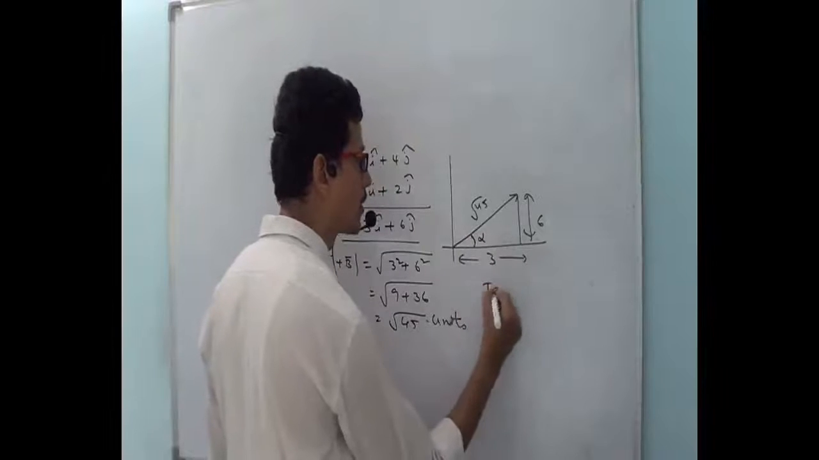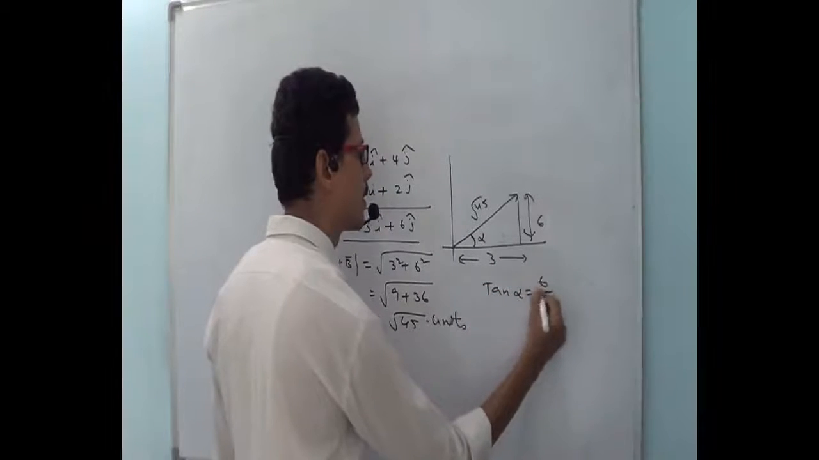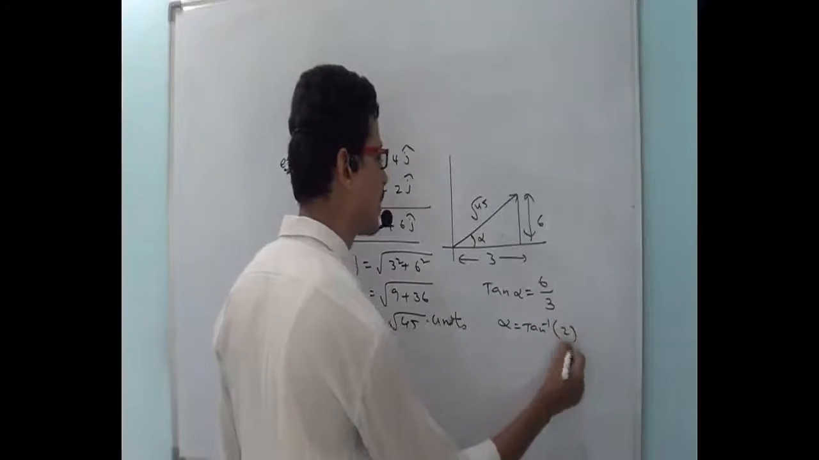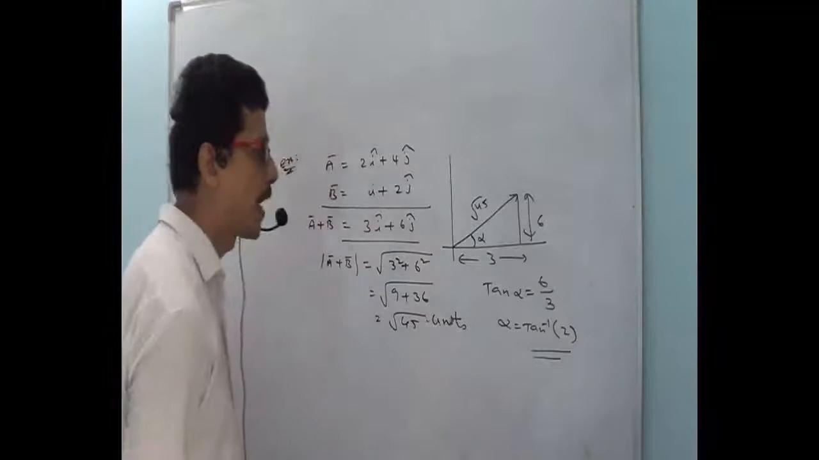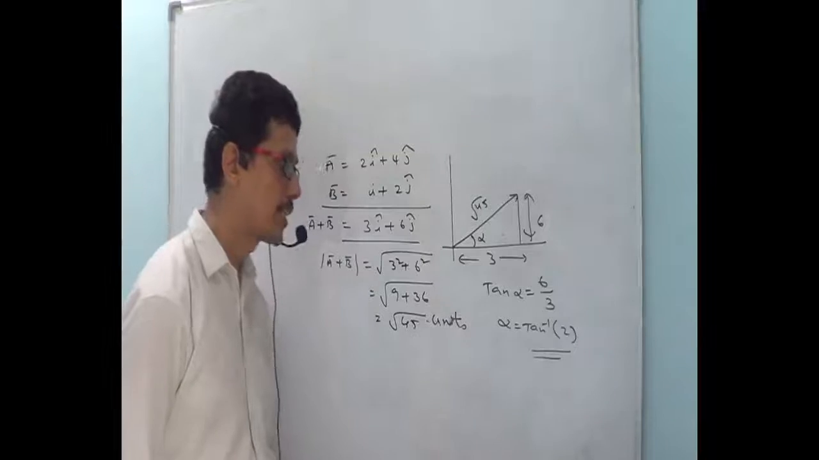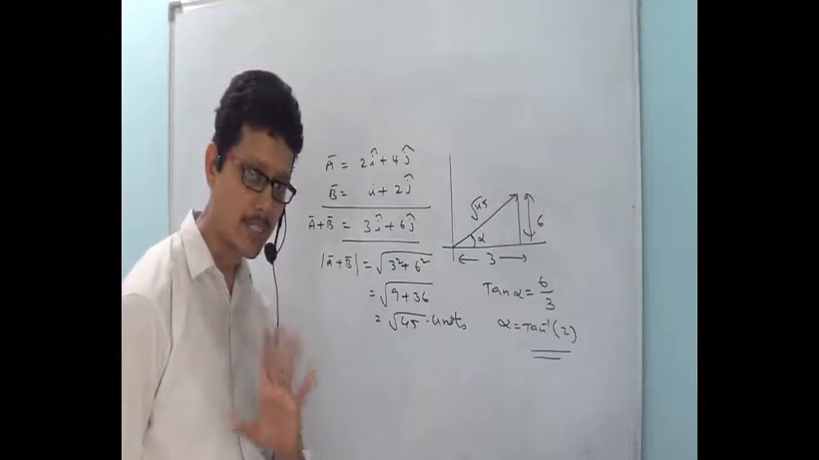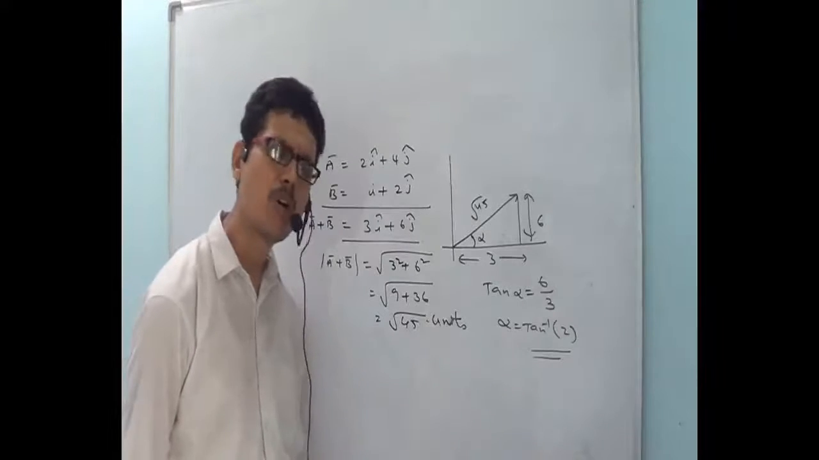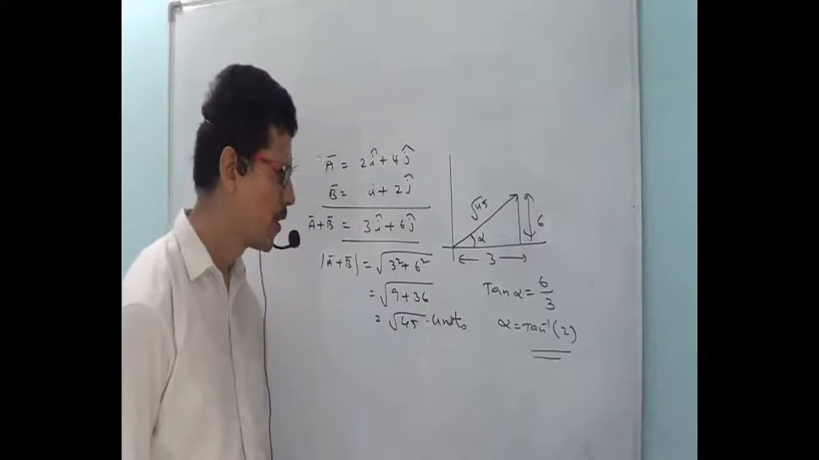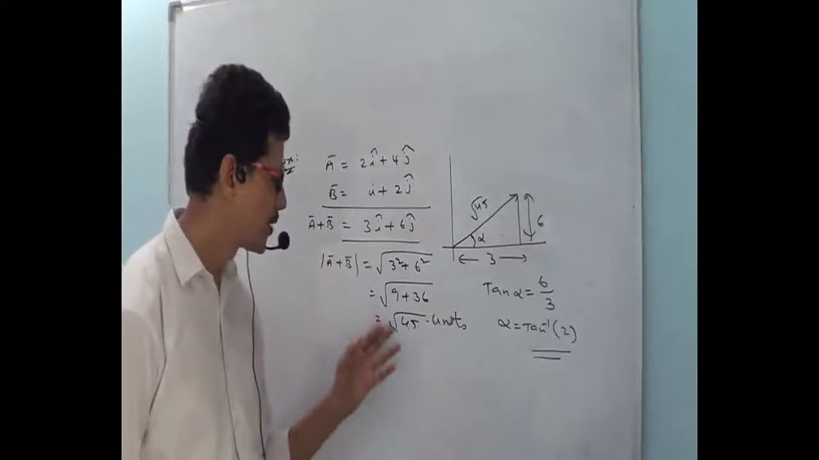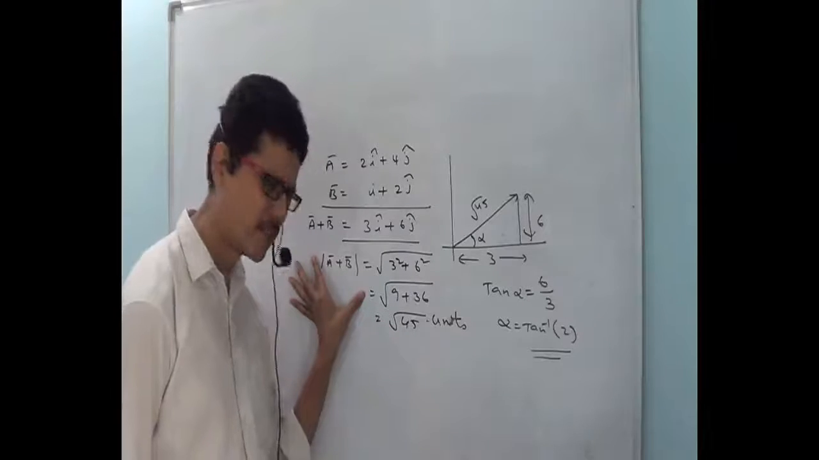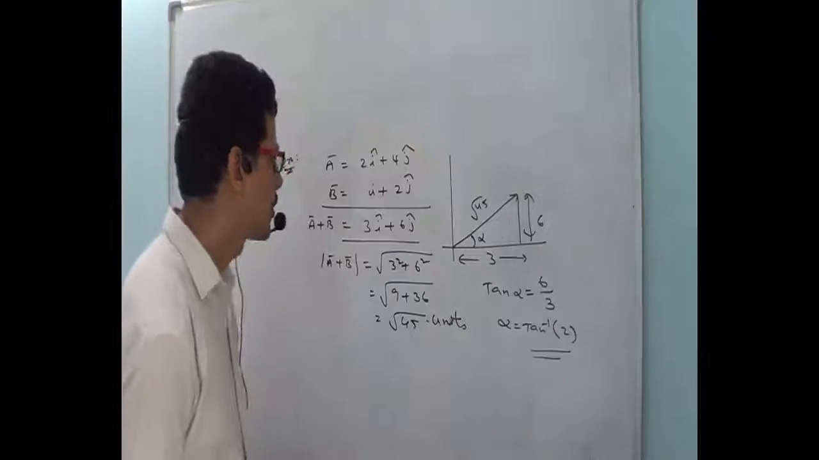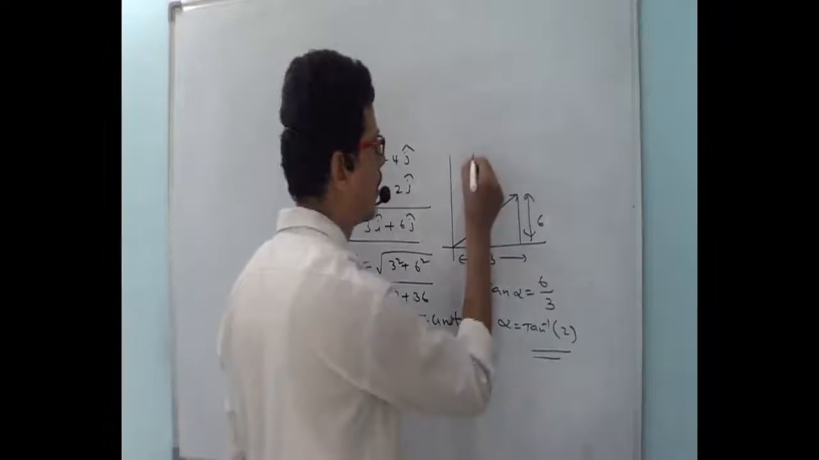And what is alpha? Tan alpha, you tell. What is tan alpha? 6 by 3. Alpha is equal to tan inverse 2. That is the answer. This is the angle made by the resultant with the x-axis. You have to write with the x-axis. With the y-axis, if asked, it is tan inverse 1 by 2. Okay, so while discussing a vector, we have to tell the magnitude as well as direction. So what is the direction here?